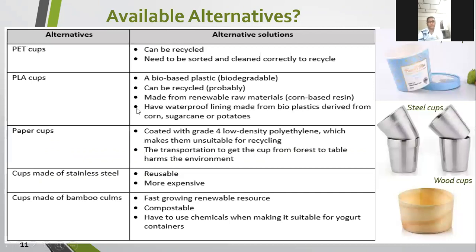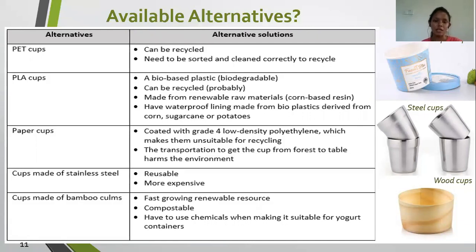Thank you, Lilakshi. I am Veerakon WMK. So let's see what the available alternatives are. The first alternative is PET cups. These cups can be recycled and need to be sorted and cleaned before recycling. PLA cup is the next alternative. PLA cup is a bio-based plastic cup which can be recycled properly, and these cups are made from renewable raw materials, and also it has a waterproof lining. Paper cups is the next alternative.